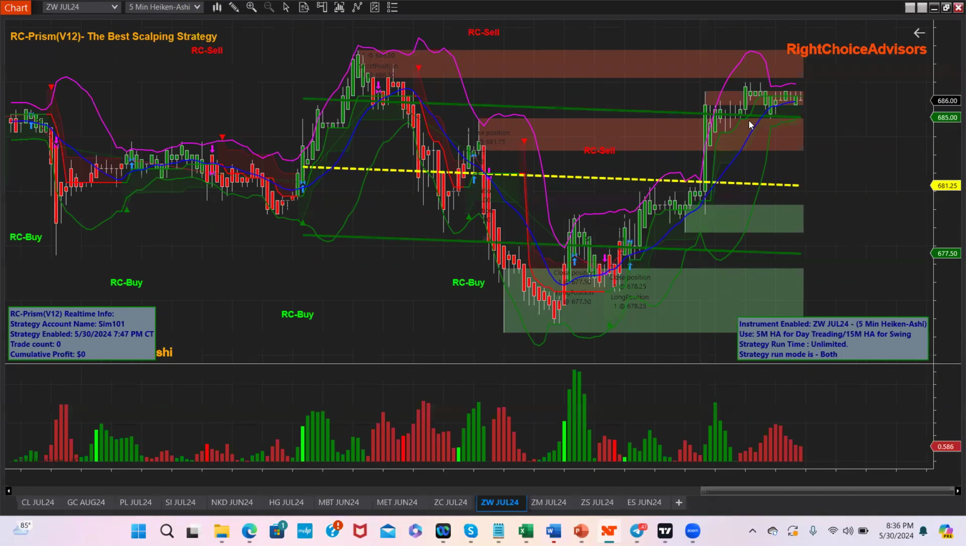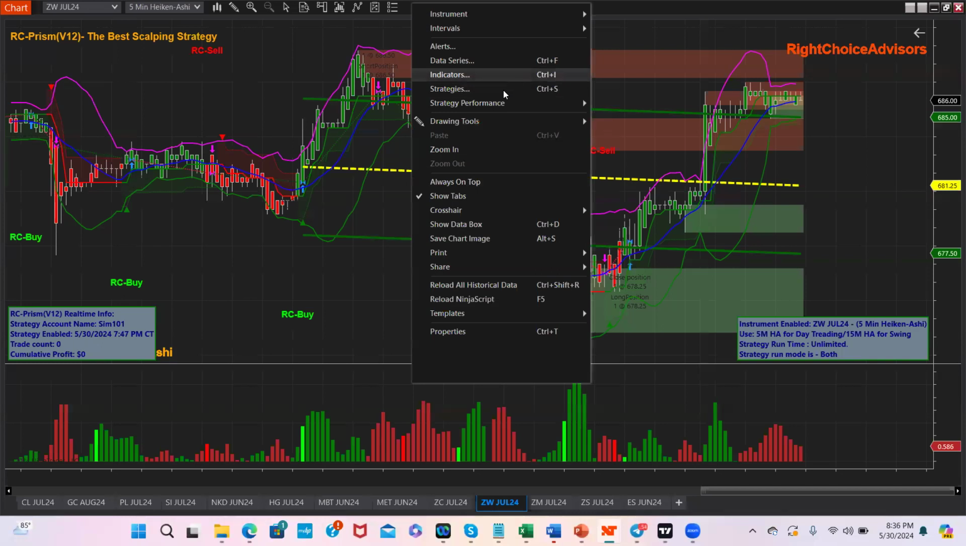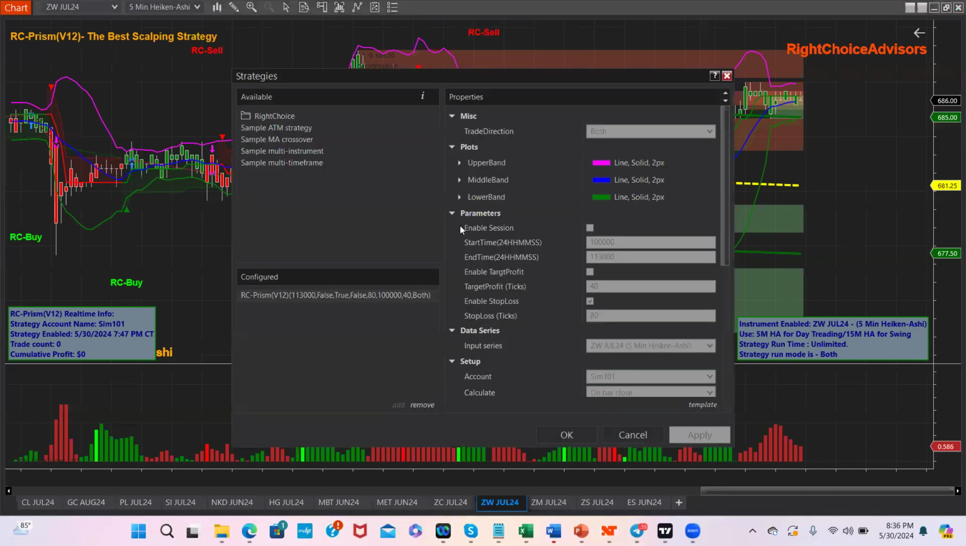ZW also went all the way to the top of the channel. There is a high possibility for it to drop because it is above the channel. We can take a short only on this.